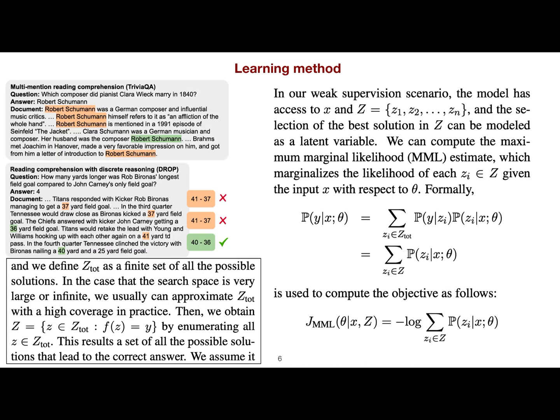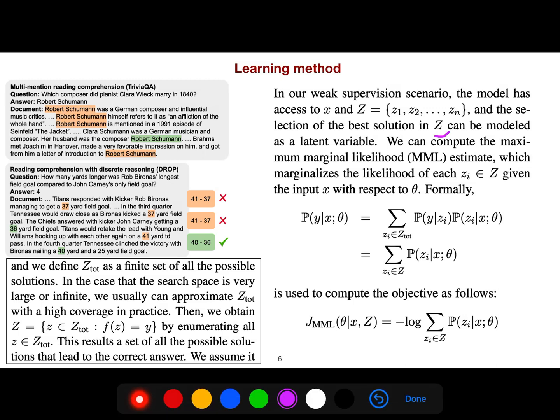So the learning method is like this. In our weak supervision scenario, the model has access to X and Z, and a selection of the best solutions, Z of best, which, as I said, can be modeled as a latent variable. So we can compute the maximum marginal likelihood, which marginalizes the likelihood.